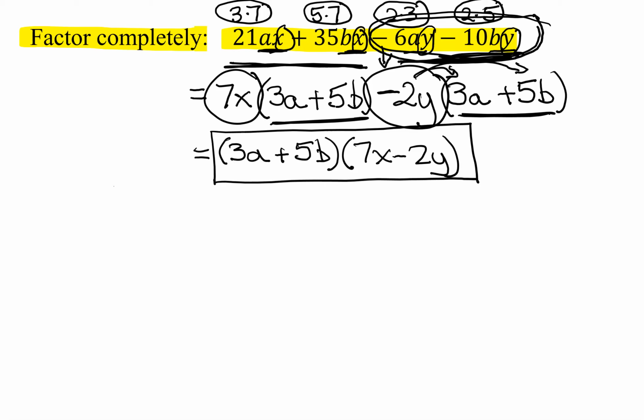Does it matter which order I write these 2 parentheses? No, I could have written 7x minus 2y as the first one, 3a plus 5b as the second.